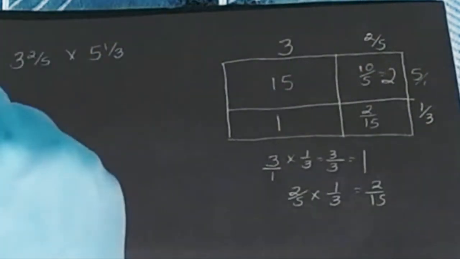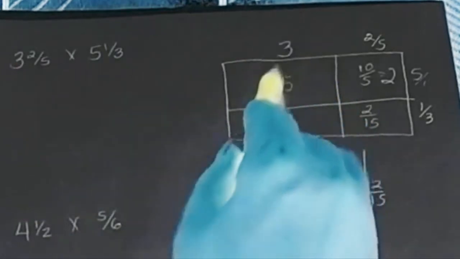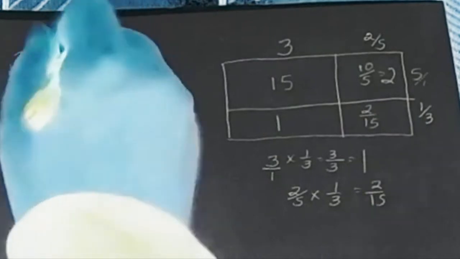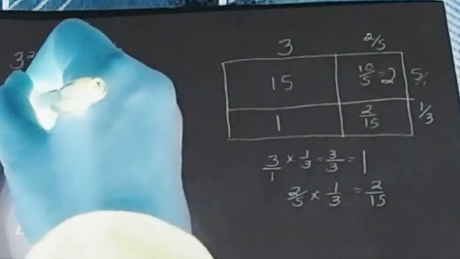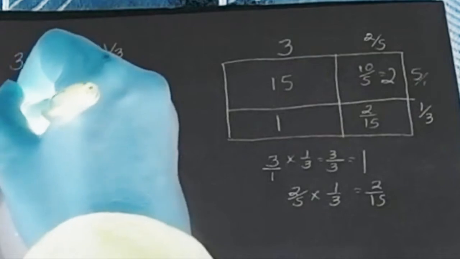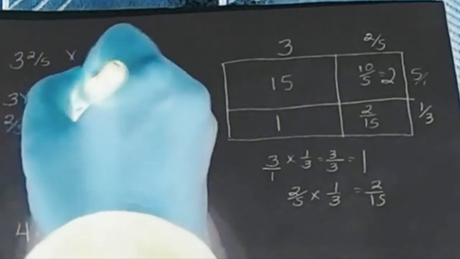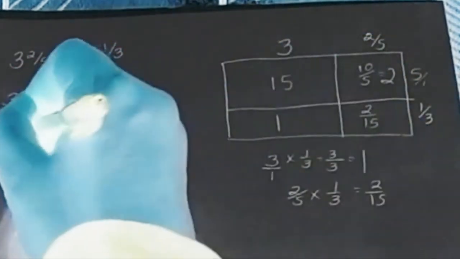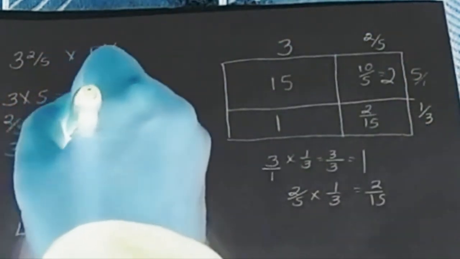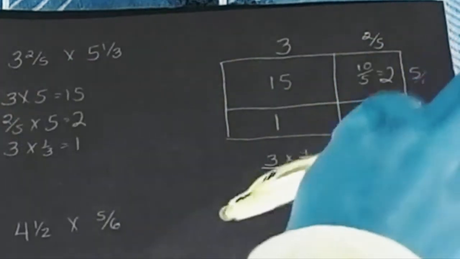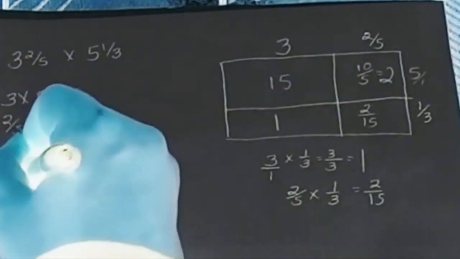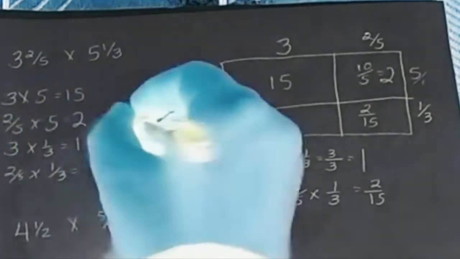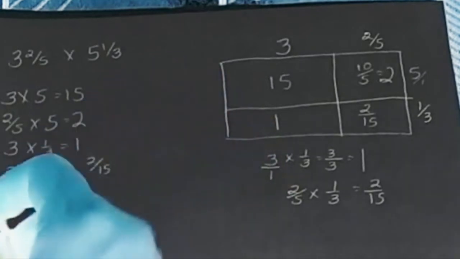So when I write up my partial products, I'm just going to look at this and go, I did 3 times 5, and that equals 15. I did 2/5 times 5, and that actually equaled 2. I did 3 times 1/3, and that equaled 1. And then I did 2/5 times 1/3, and that equaled 2/15. Adding it up is going to be very easy.